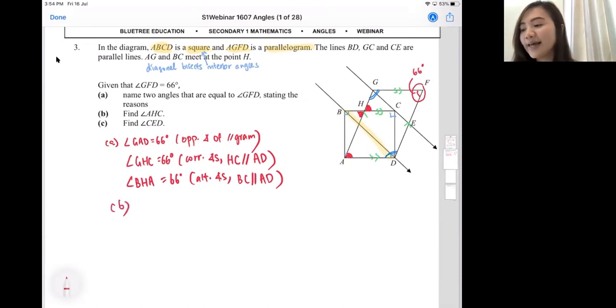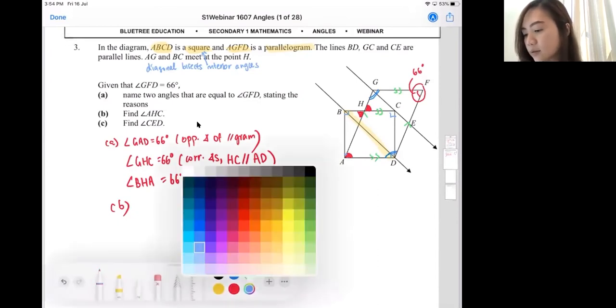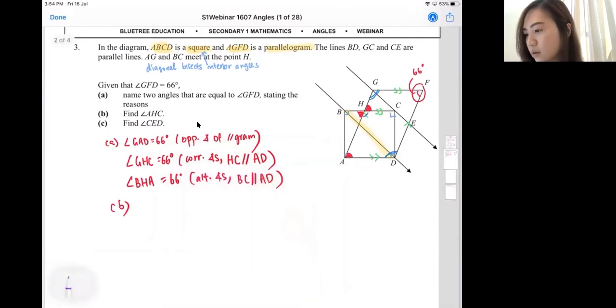Okay, next we look at AHC, right? Just now we have somebody identified, I think Shane, right? Shane identified that BHA is 66. So AHC, we can use adjacent angles on a straight line. AHC is over here. I'll use another color. Angle AHC and BHA lie on the same straight line, so they form 180. So we take 180 subtract 66, which gives 114.